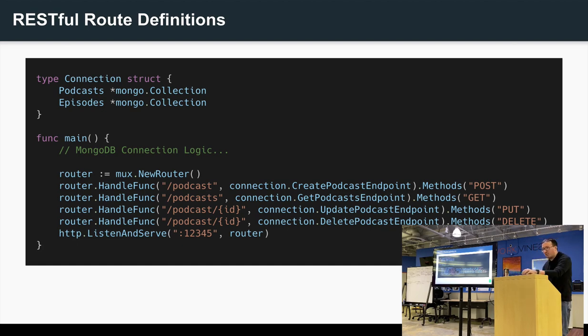So I'm creating a connection struct. I am defining the collections that I plan to use in each of my endpoint functions. Let's assume that inside that MongoDB comment there, I've obtained a handle to my database, I've obtained a handle to my collections, and I've created a connection variable that has both of my collections in it. Now I'm passing it in. So I have each of my routes, I have each of my functions that I'm going to show in just a moment, and I have the type of request it is. So post being for create, get being for read, put for update, and delete for delete.